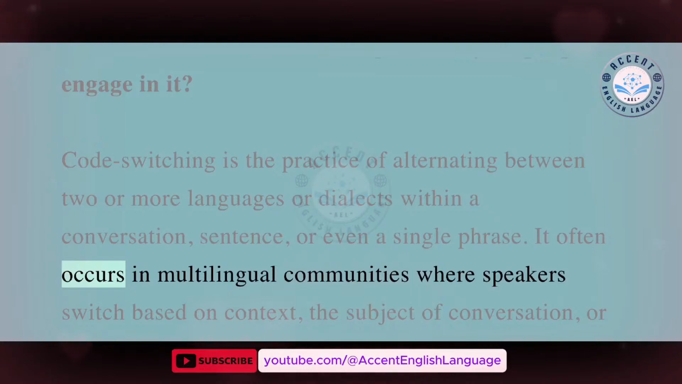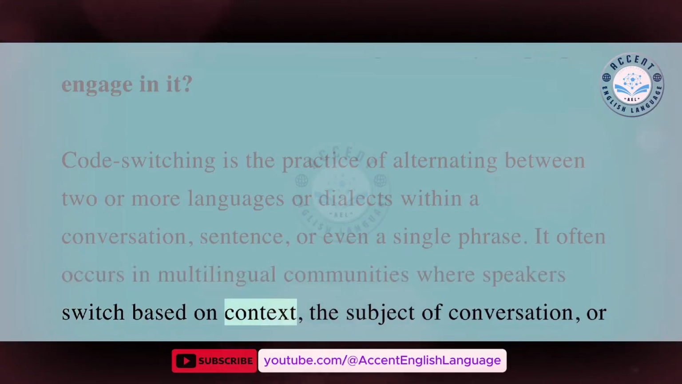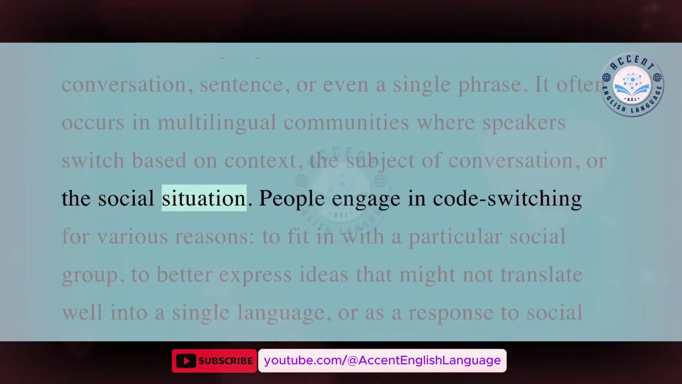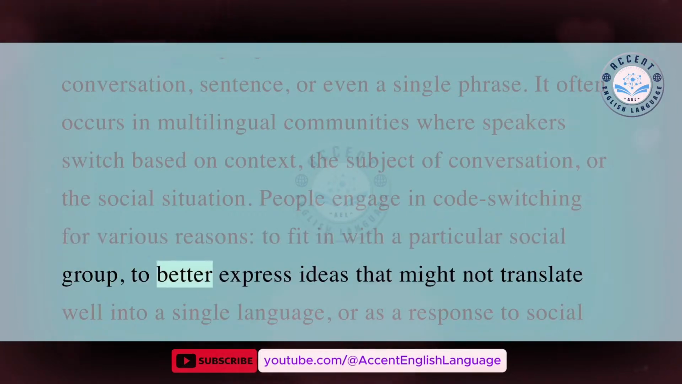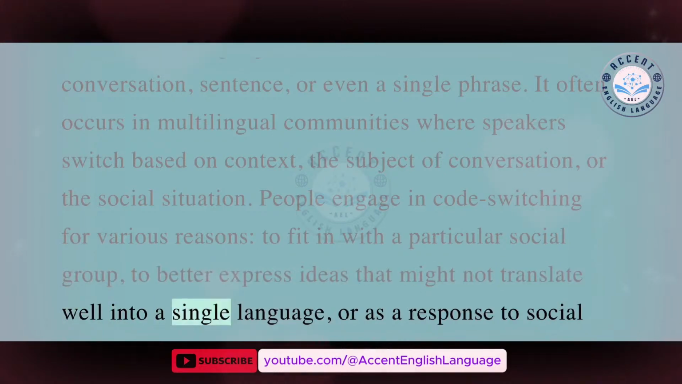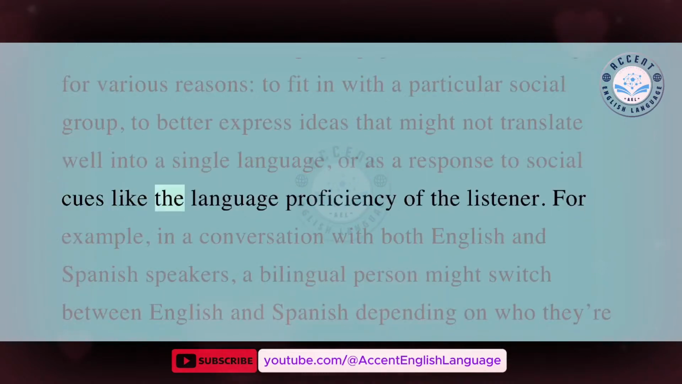It often occurs in multilingual communities where speakers switch based on context, the subject of conversation, or the social situation. People engage in code switching for various reasons: to fit in with a particular social group, to better express ideas that might not translate well into a single language, or as a response to social cues like the language proficiency of the listener.